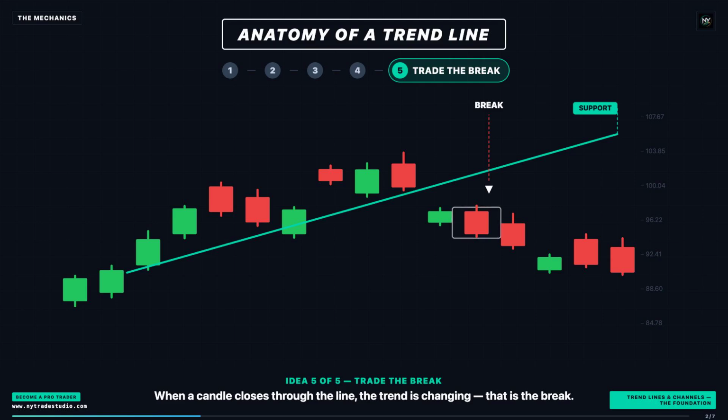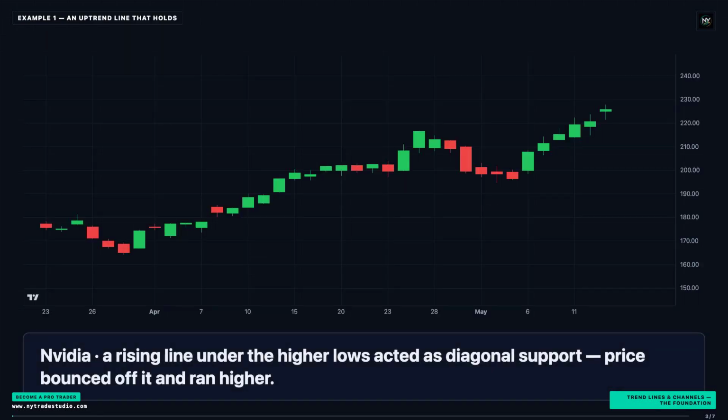Draw it, trade inside it, and respect the break. That is the entire foundation. Now let us read it on 3 real stocks. Our first example is the most common and most useful, an uptrend line that holds and price bounces off it. This is NVDA climbing through April and into May.